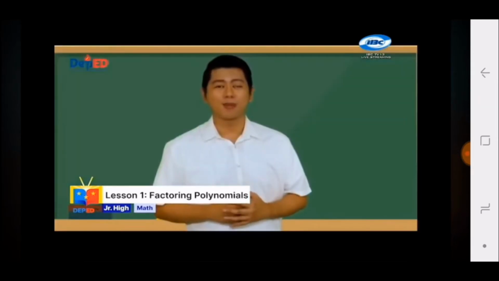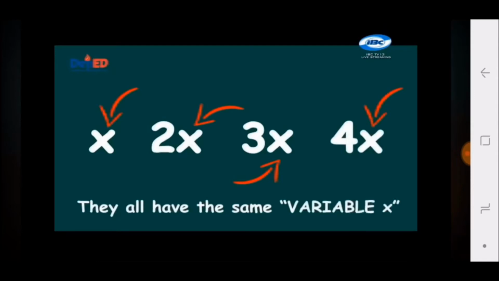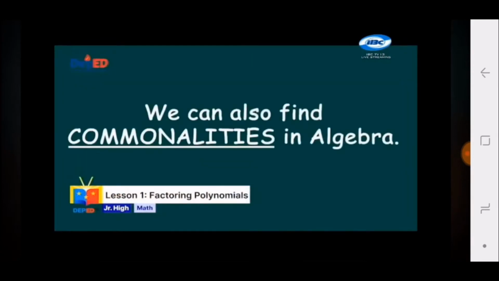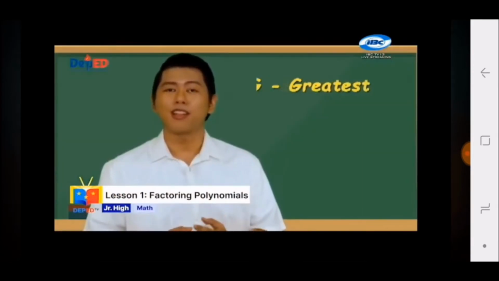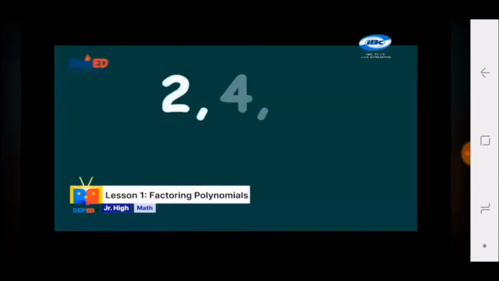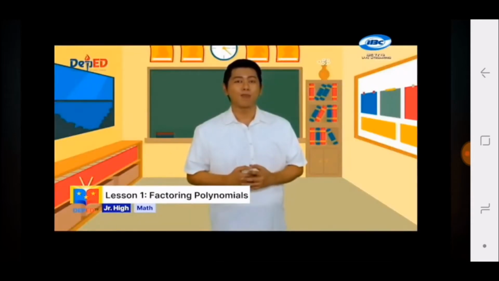How about on these expressions? x, 2x, 3x, and 4x. They all have the same variable, x. Like in English and science, we can also find commonalities in algebra, specifically the greatest common factor. It is just what you did in the constants 2, 4, and 6, and the expressions x, 2x, 3x, and 4x. Easy, right? In this lesson, we will factor polynomials with a common monomial factor.